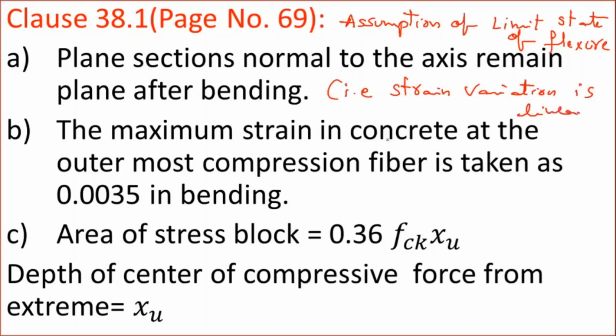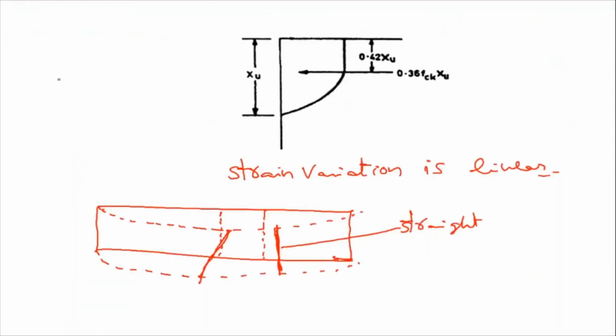Then the next clause is the maximum strain. The next assumption is that the maximum strain in concrete at the outermost compression fiber is taken as 0.0035.